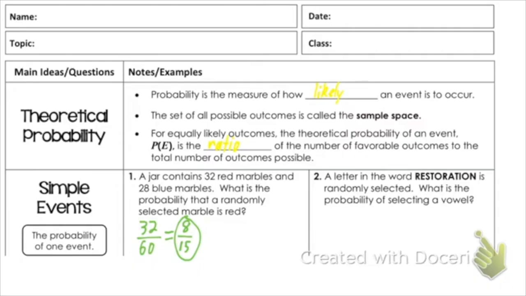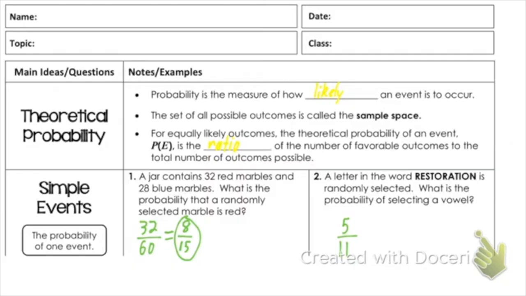So how many total letters are there? Okay, there's 11 letters, and you need to count repeats, right? Because they'd be put in there twice. So not only repeat, but repeat too. 5 vowels. And there's 5 vowels? Okay, I agree with 5. So can this reduce? No, so what are the odds you grab a vowel?